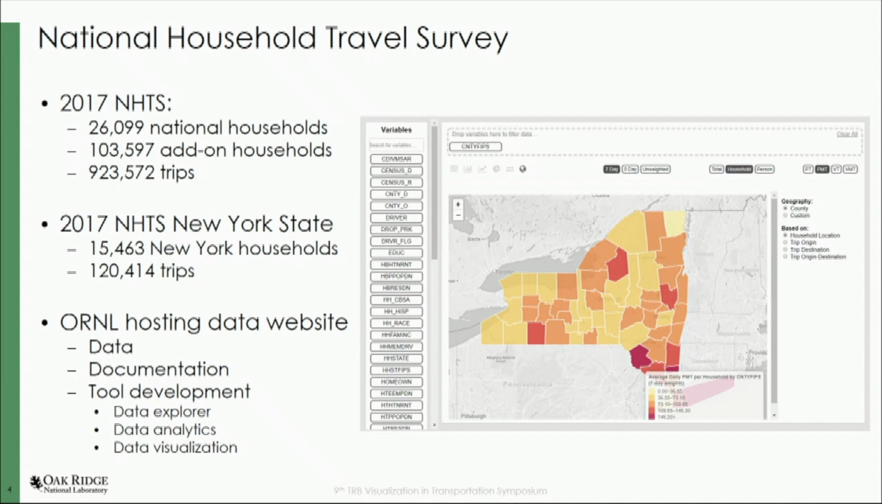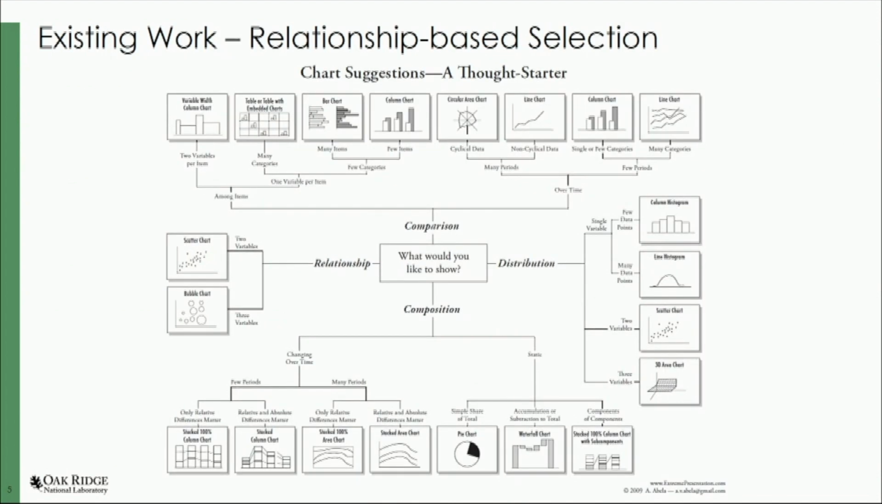The specific data set that I've been looking at is the New York State add-on data set. It's about 15,000 households that have been surveyed, and about 120,000 trips that have been included. And like I said earlier, we're the ones hosting the data website, and I'm currently developing a web-based tool for visualizing data for add-on agencies, including New York State. This is a screenshot of what it looks like, and I'll show some more in my later slides. So I just want to give you a quick review of chart selection guidance that's been out there.